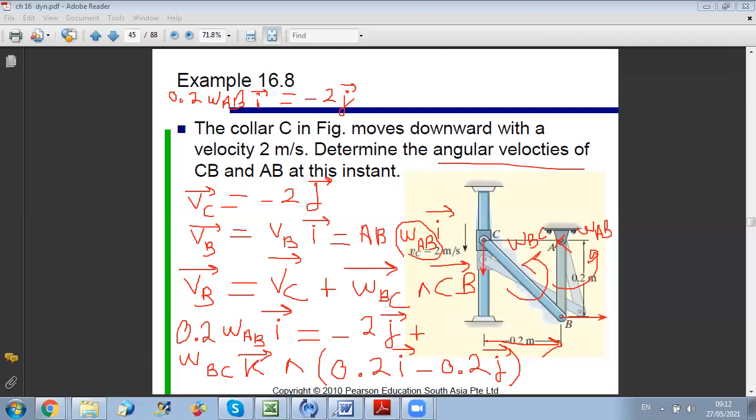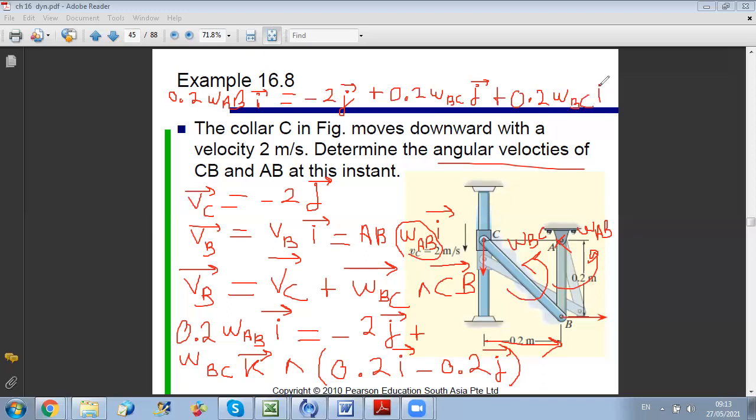Now K vectorial I, you can do it in your head: I, J, K. K cross I, turning in the positive direction. I, J, K, I. This is positive. K vectorial I plus J, so it's plus 0.2 omega BC along J. Now K vectorial J, in my head J to K is positive, so J vectorial K is positive, meaning K vectorial J is negative, and I already have a minus, so plus 0.2 omega BC along I.